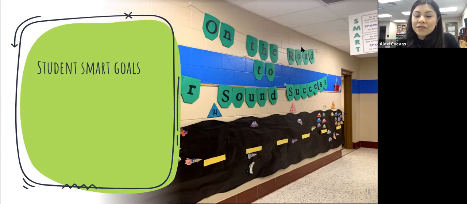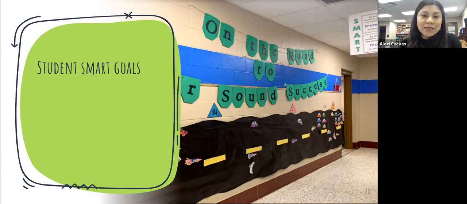We selected an essential skill, letter sounds, and we made a big display out in the hallway to show proficiency of students who have mastered that skill at that point in the year. So this is on the road to letter sound success. And then we had students color and make their own car. We laminated them, we put a picture on there, we wrote their name, and then we would place their car wherever they were with their letter sounds.